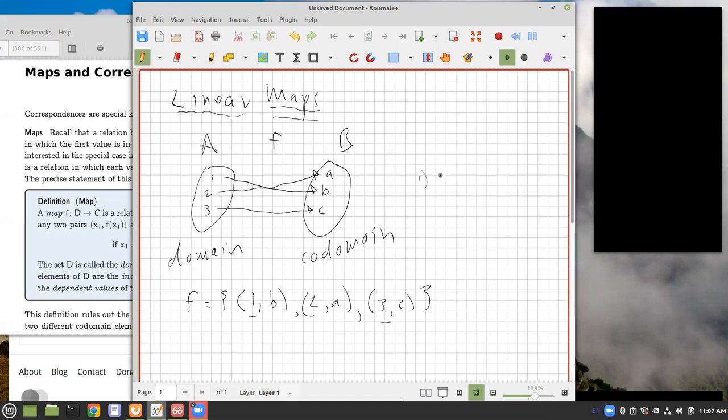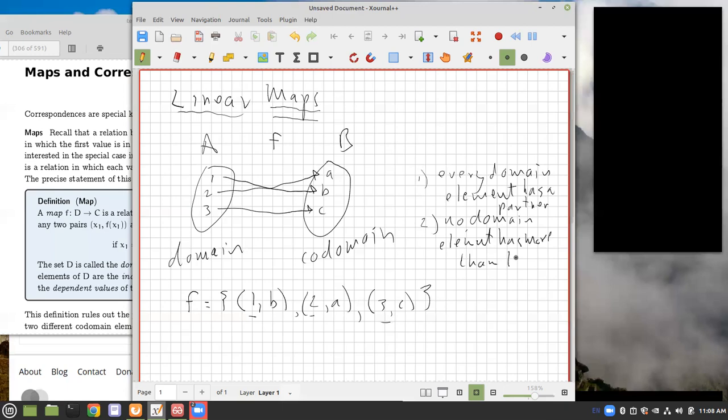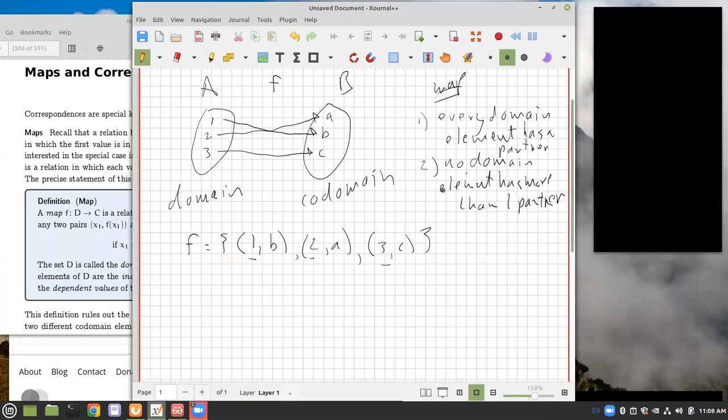So those two requirements: every domain element has a partner, and no domain element has more than one partner. That's required to make this a map. If I just wrote down ordered pairs, it might or might not be a map, depending on whether there was one for each domain element and whether I repeated one of the domain elements. Okay, so that's the idea of a map.